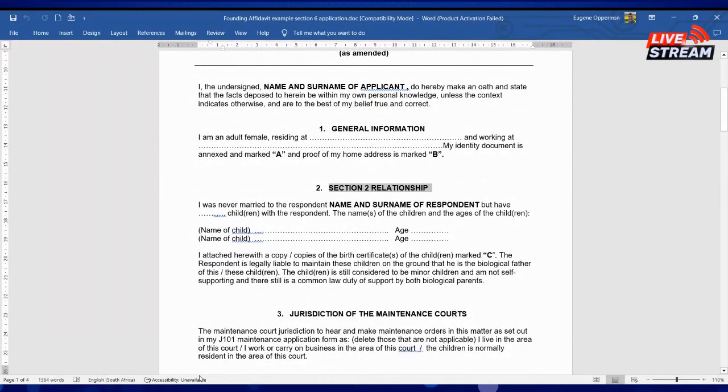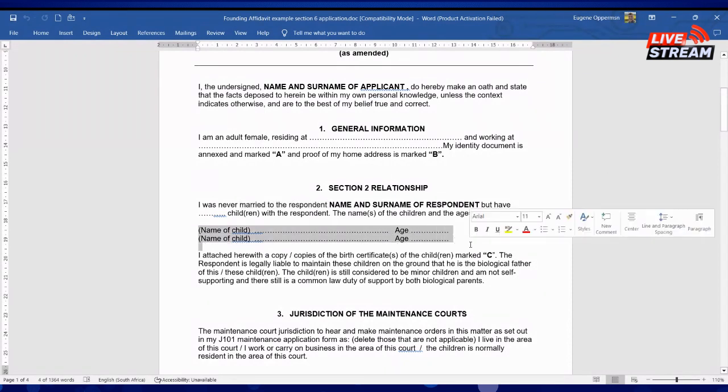You need to address Section 2, relationship. How are the people or the parties interconnected? And then you can say, I was never married to the respondent, or I was married to him and I've subsequently divorced. You can change that. And you have the following child or children with him, and these are the names of the children. And then you attach, marked Annexure C, all the birth certificates of the children.